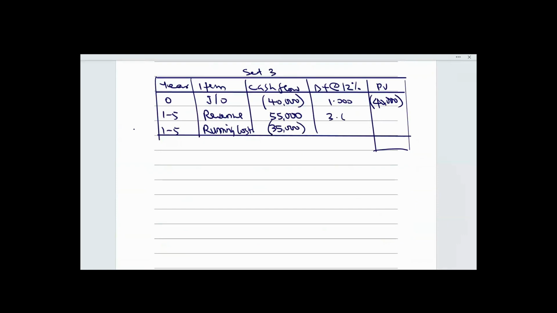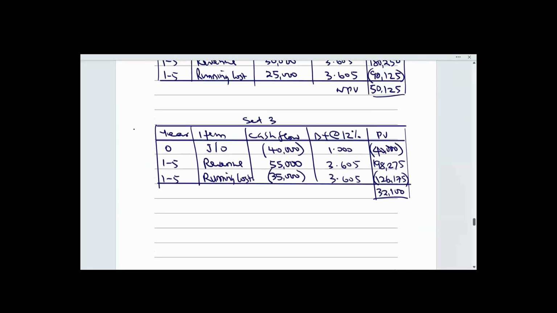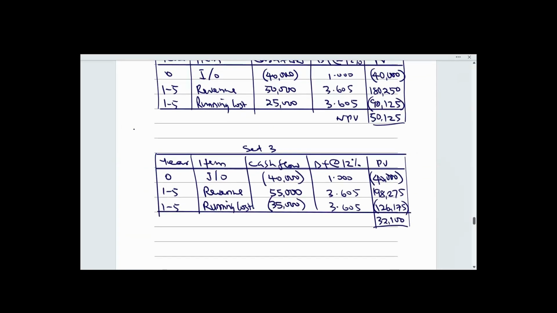Multiply by 3.605. 198,275. 126,175. 32,100. Now, you can see that we have three different sets of NPVs.